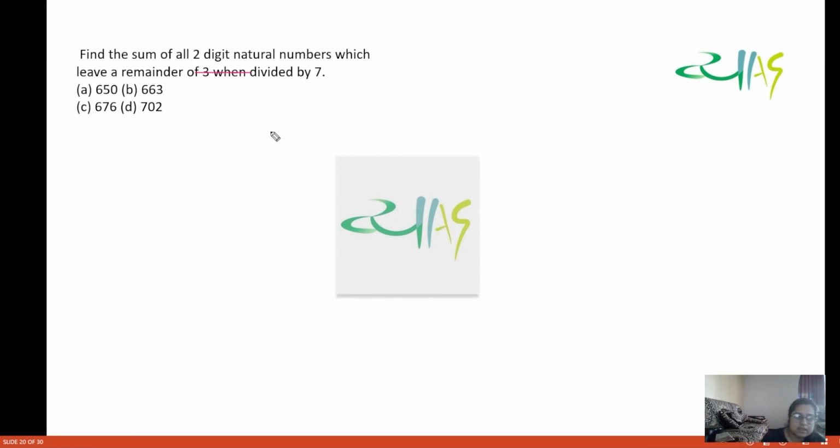See guys, look at this question. Find the sum of all the two-digit natural numbers which leave a remainder of 3 when divided by 7. So you have to find two-digit natural numbers that leave a remainder of 3 when divided by 7. So the number is of the form 7n + 3. Put n = 1, what will you get? 7 + 3 = 10.